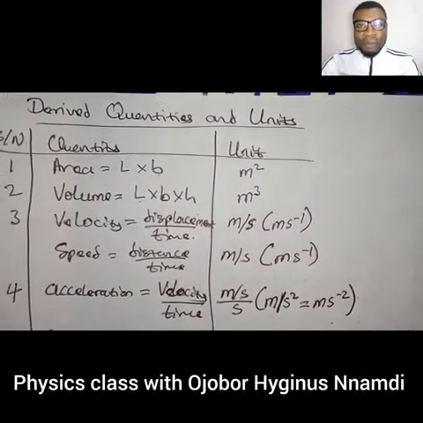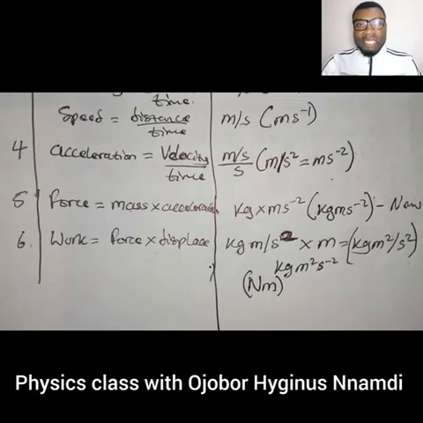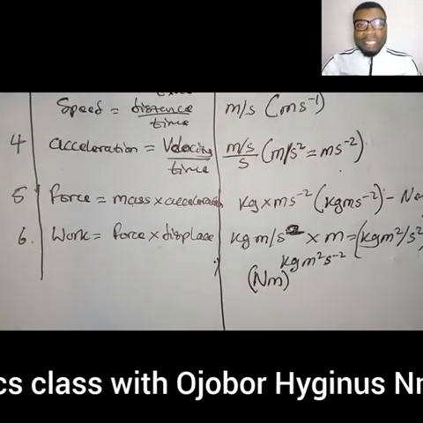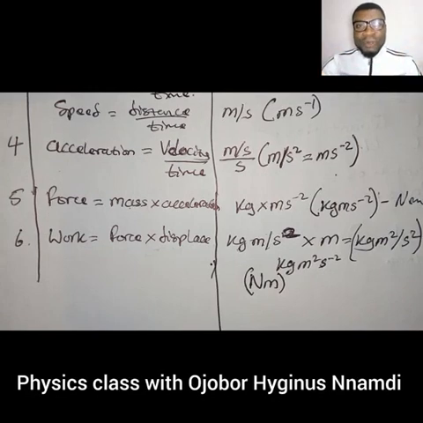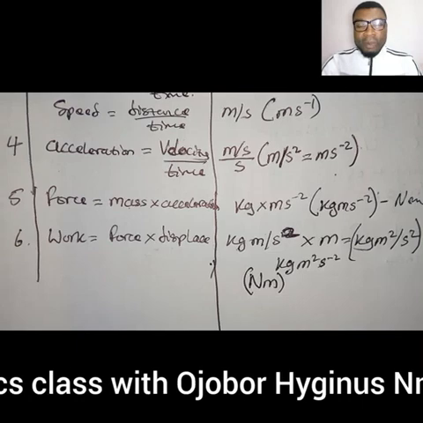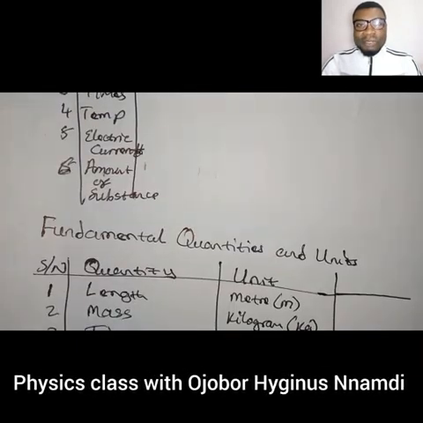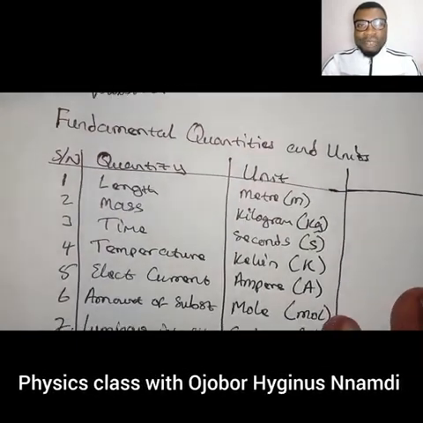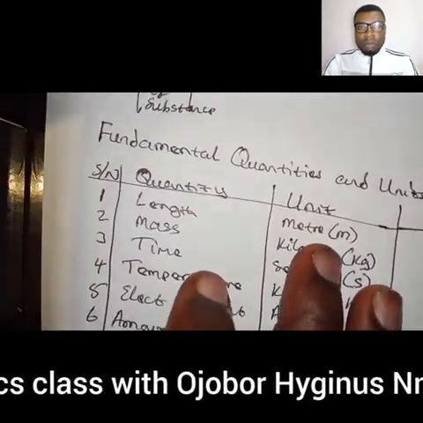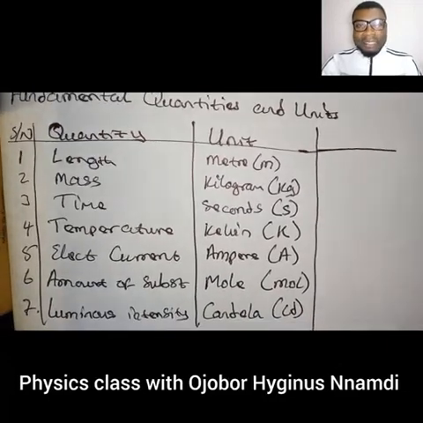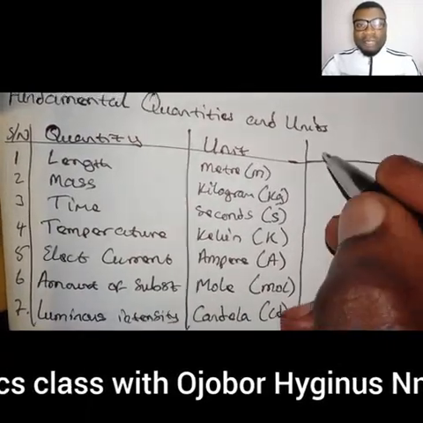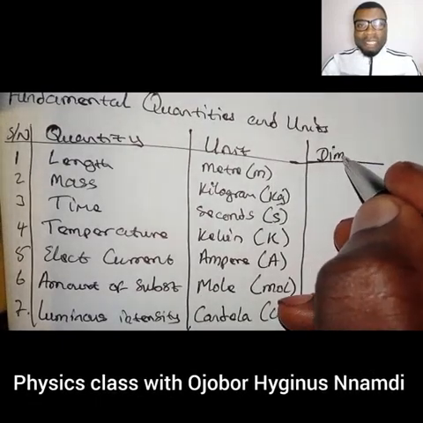These are basic derived quantities and units, but that is not all. We've not exhausted the list, and we can go on and on. We will not be able to exhaust it. So having known these fundamental quantities and derived quantities with their units, we are going to look at another thing that has to do with units and quantities, which we call dimension.